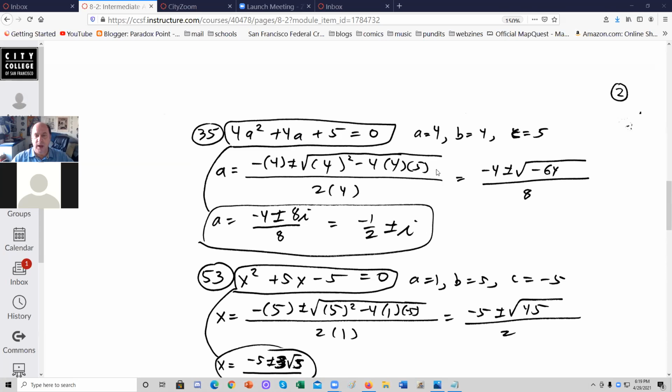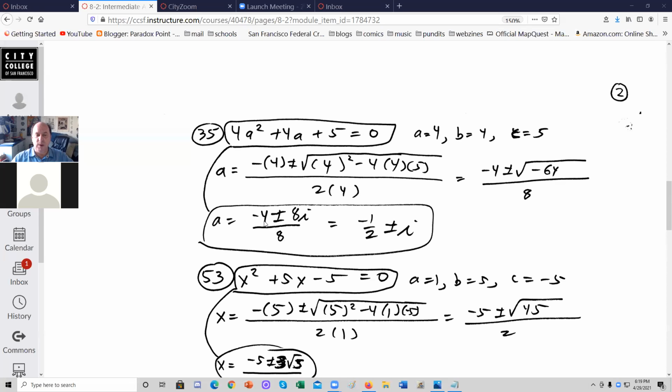Now, if you work this out, it comes out to negative 64. So negative 4 plus or minus root negative 64 over 8. Since we have a square root of a negative number, it'll be a factor of i, the imaginary unit. Square root of negative 64 is 8i. So we get negative 4 plus or minus 8i over 8.